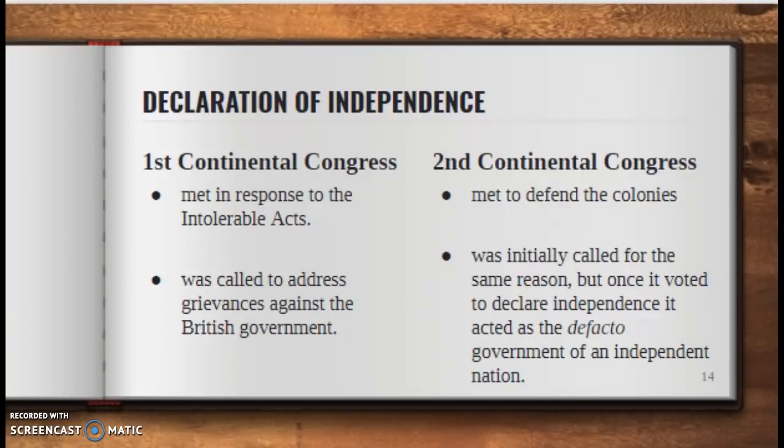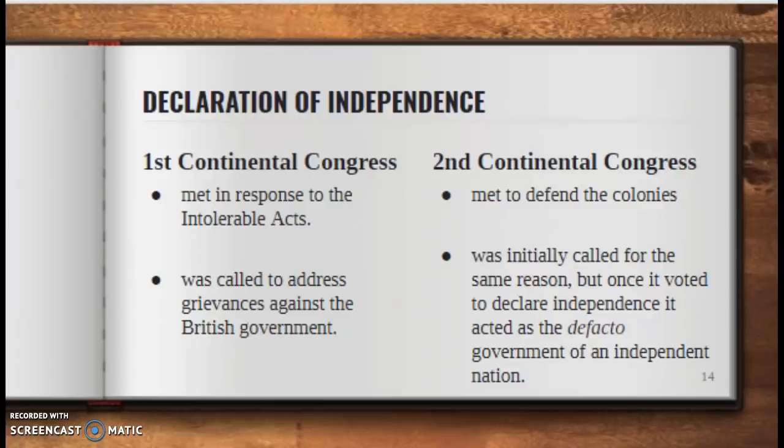So the First Continental Congress really met in response to the Intolerable Acts. Remember, those acts were passed as a way to punish the colonists for the Boston Tea Party. The First Continental Congress was called to address grievances against the British government. Now, the Second Continental Congress really met to defend the colonies, and while they were initially called for the same reasons, it was voted to declare independence.